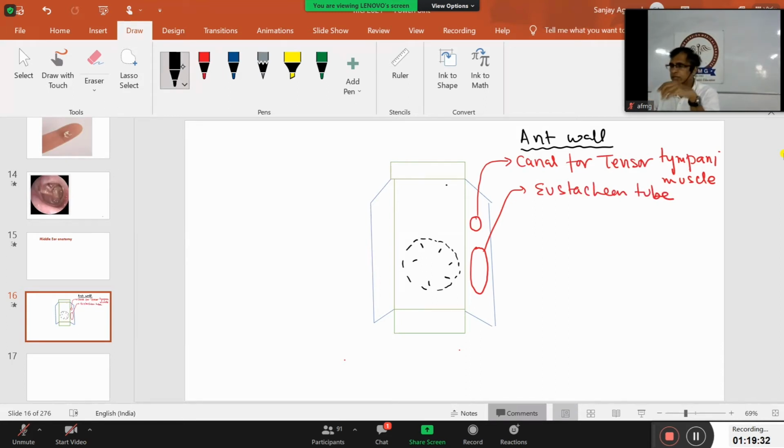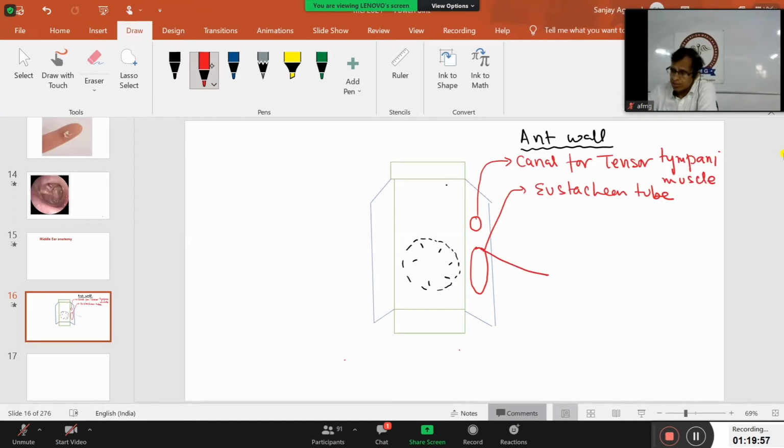Right. Two things on the anterior wall. Like I said, tensor tympani, you just remember the name of the muscle, that's sufficient. But eustachian tube is very important. There are 6 to 7 MCQs from the session, 6 to 7 MCQs on one tube, which is eustachian tube. So we'll have to talk about this tube in a little more detail. But we know that it's a tube from the name.